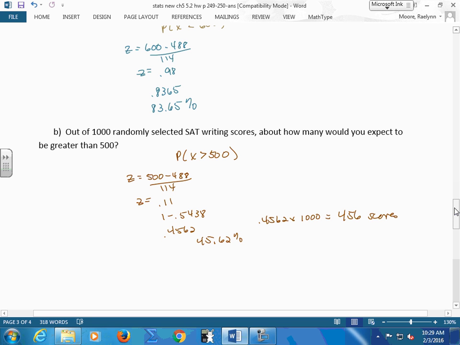We say out of 1,000 randomly selected SAT writing scores, out of those 1,000, how many would you expect to be greater than 500? So 500 is a little bit to the right of the mean. We calculate the z-score. We calculate the probability. There's a 46% chance of being greater than 500. We multiply this by the 1,000 to find out how many papers are above 500.